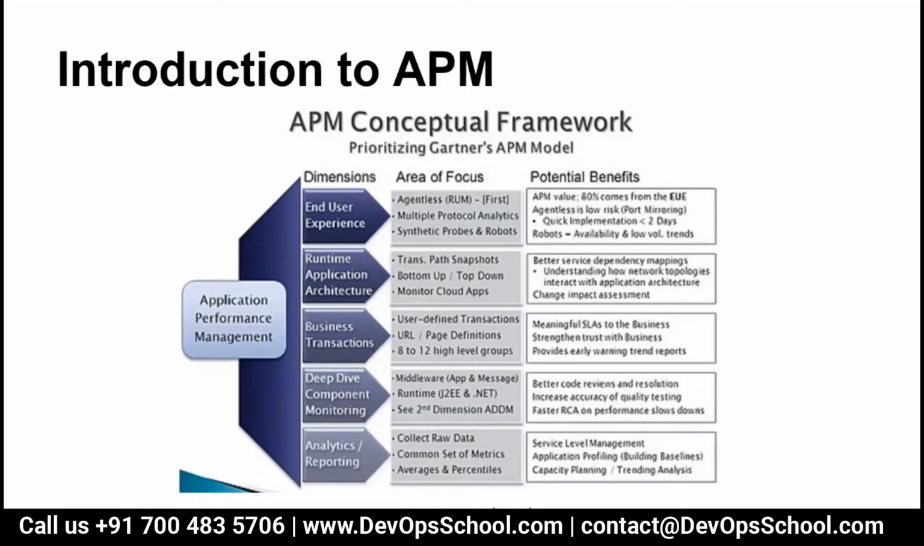For example, for end user experience, you can do RUM agentless, multiple protocol analytics, synthetic probes and robots. For runtime application architecture, you focus on transaction path snapshot, bottom up and top down monitoring, cloud ops and so on. For business transactions, user defined transactions, URL page definitions. Then component monitoring like JVM, .NET and so on, and reporting. These are the framework in which you have to get into that.